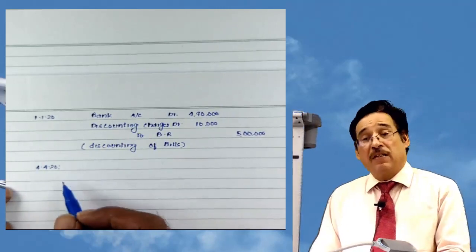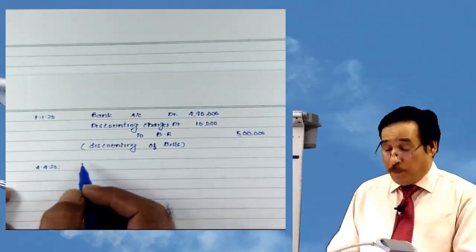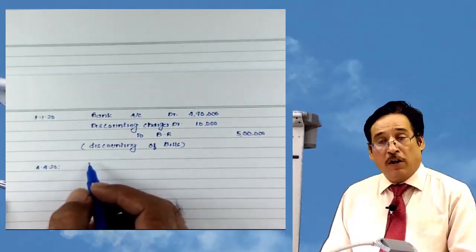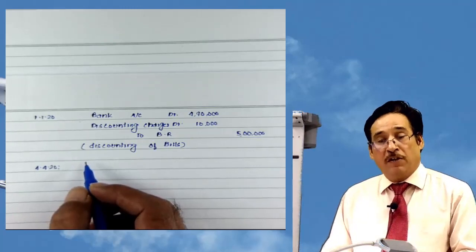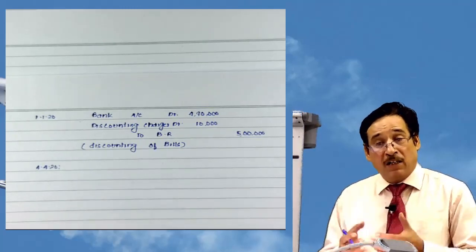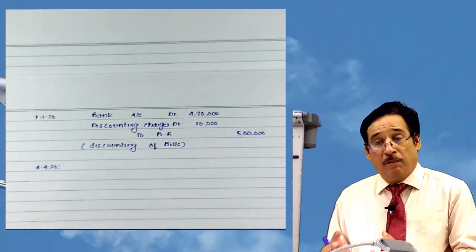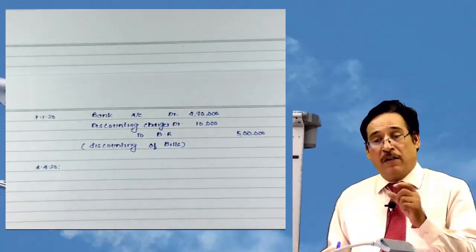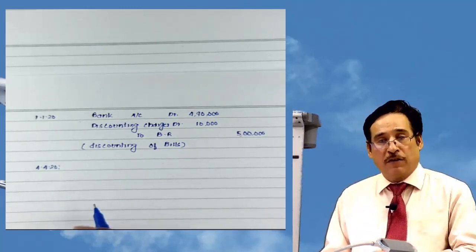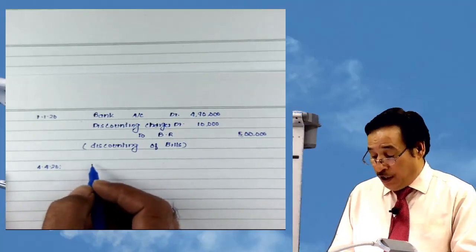So, in this case, because the bill is not honored on the due date, we will have to pass the entry, because now the bank is asking from us. The bank is not receiving any money, so the bank is going to hold us liable for the same. So, what entry are we going to pass?